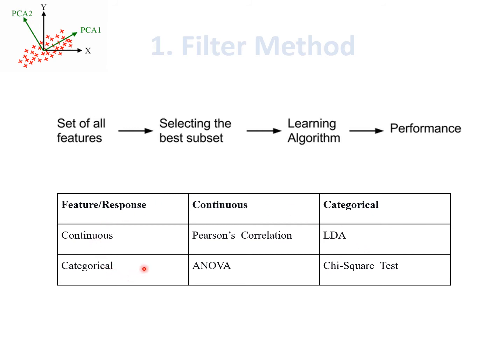Then if the feature is categorical, we are using ANOVA. ANOVA is a statistical test of whether the means of several groups are equal or not. Then the chi-square test is used for categorical variables. It evaluates the likelihood of correlation or association between them using frequency distribution.